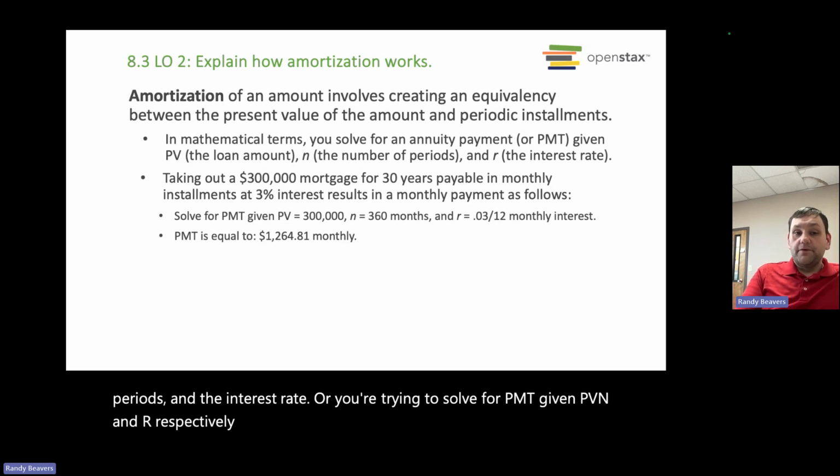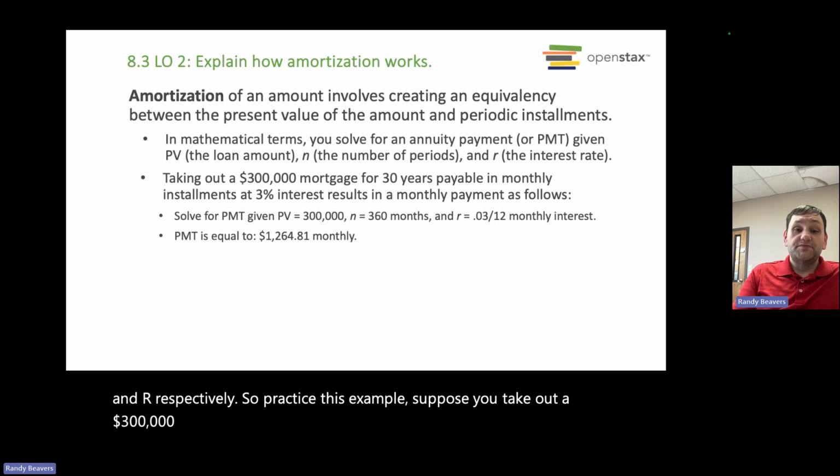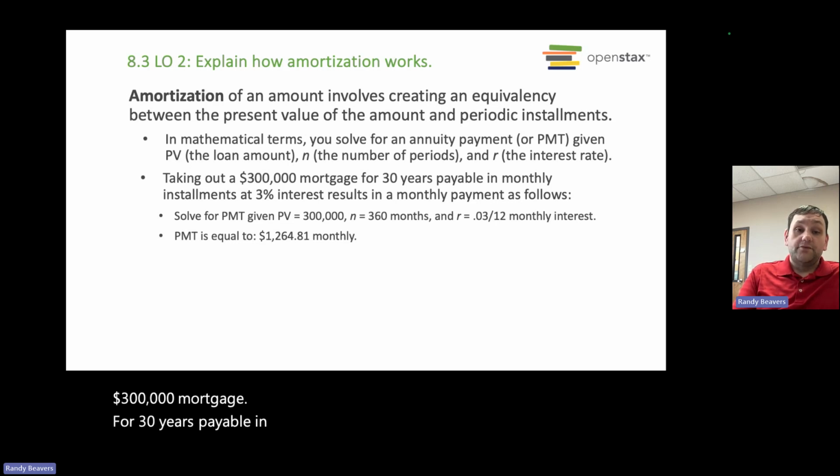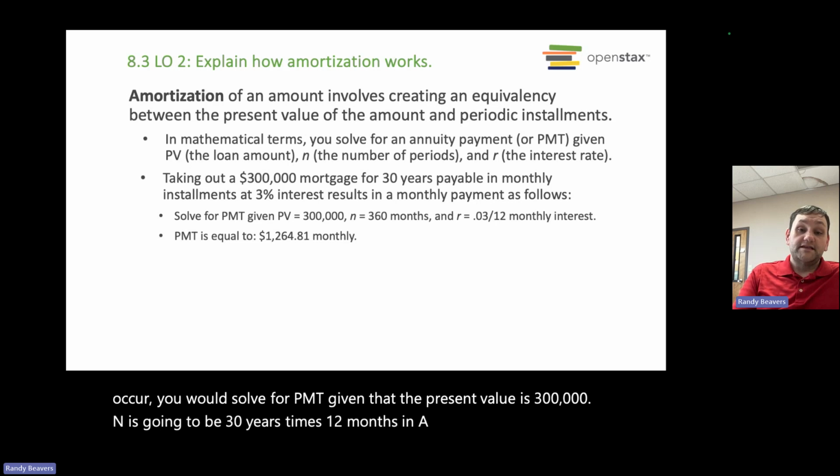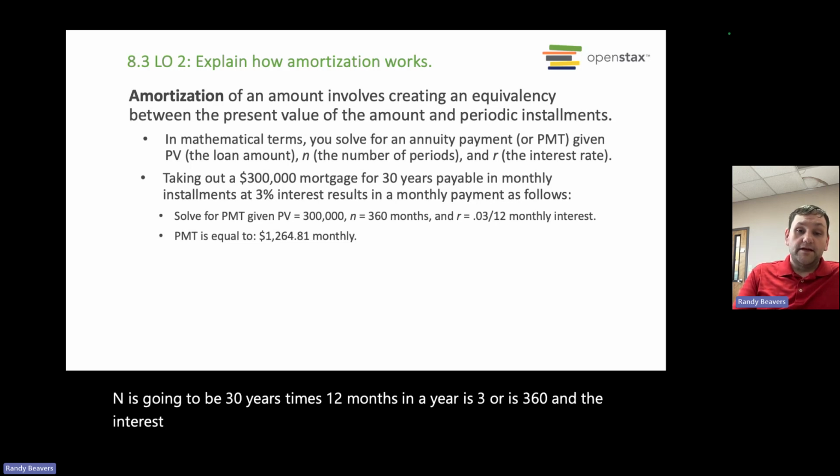So practice this example. Suppose you take out a $300,000 mortgage for 30 years payable in monthly installments at 3% interest. If this were to occur, you would solve for PMT, given that the present value is 300,000, N is going to be 30 years times 12 months in a year, which is 360, and the interest rate is going to be 0.03 divided by 12.